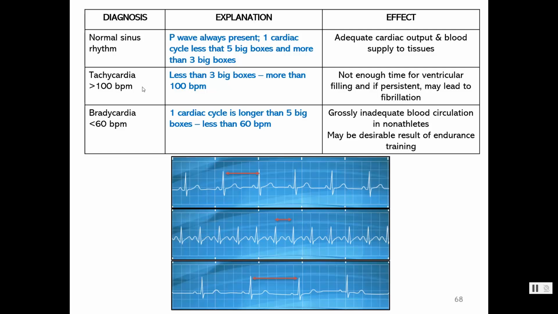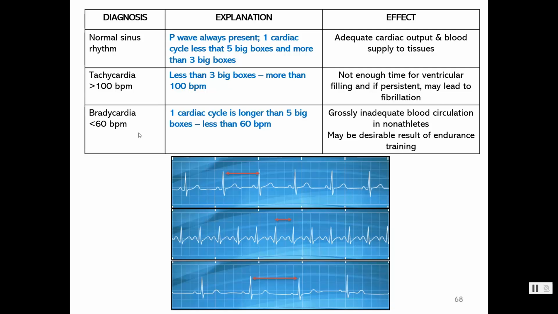And so that's tachycardia. The problem with tachycardia is that if this is too rapid, there's not enough time for ventricular filling. And if it's persistent, it can lead to fibrillation or an uncoordinated beat. So in normal sinus rhythm, we get adequate cardiac output and blood supply to the tissues. But if it's too fast, there's not enough time for ventricular filling. Our stroke volume is going to go down and we won't get enough blood delivery.